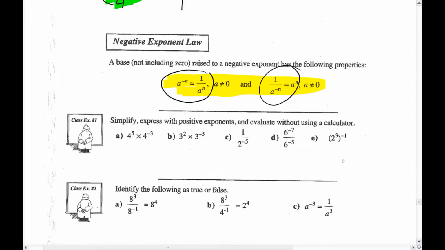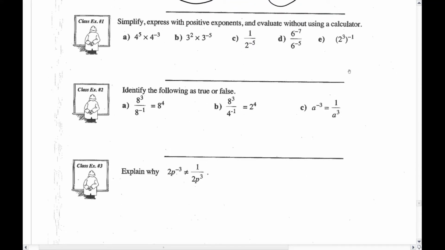So now we're going to do some examples. I think it's just this page, and then we're done. Oh, no, it's 2 more pages. I lied to you. That's okay. I'll do every second example. How about that? So simplify, express with positive exponents, and evaluate without using a calculator. Well, I'm never going to ask you to do anything without a calculator, so I wouldn't worry too much about that. But here we go.